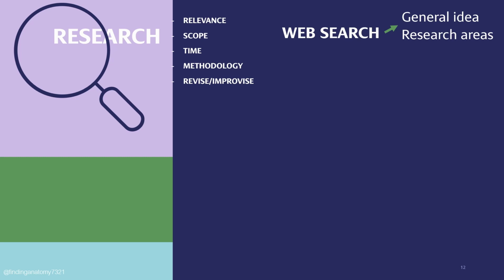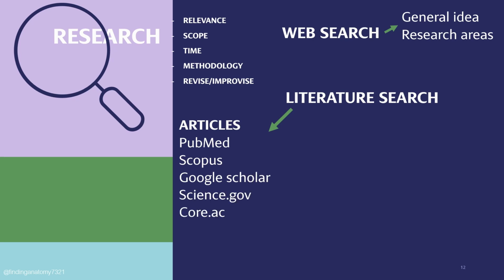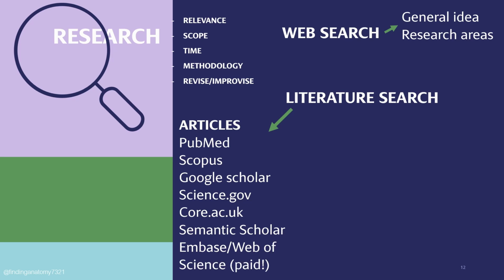But a more specific and more fruitful thing to do would be to search through the academic search engines. Now, there are a lot of academic search engines such as PubMed, Scopus, Google Scholar, and some of these are paid, so you should look whether or not you have access to them, but a lot of them are free, and you can do a literature search through these search engines and find out what published literature already exists on the topic that you're choosing.